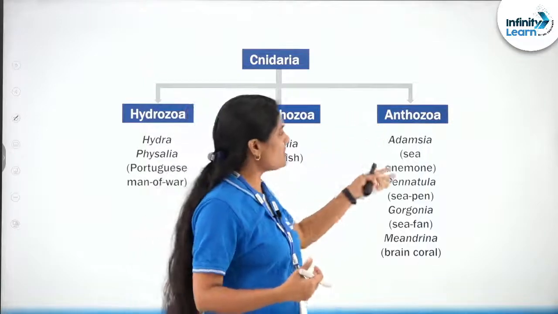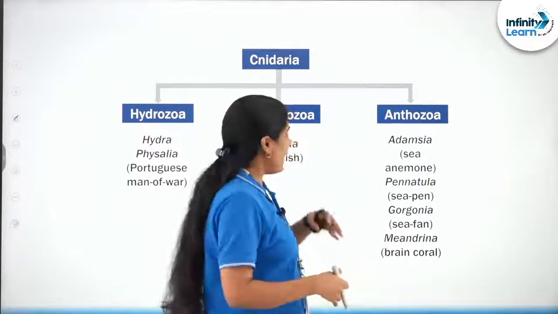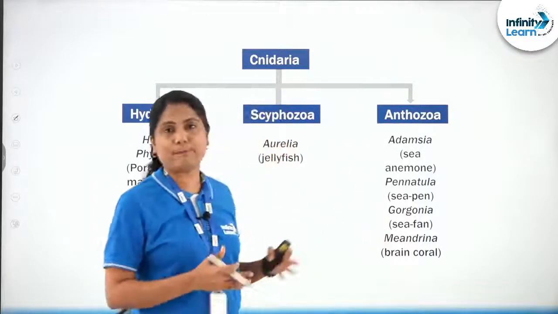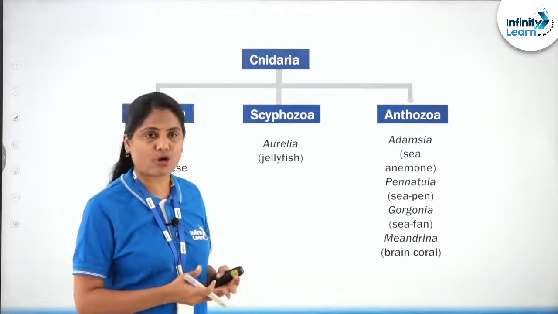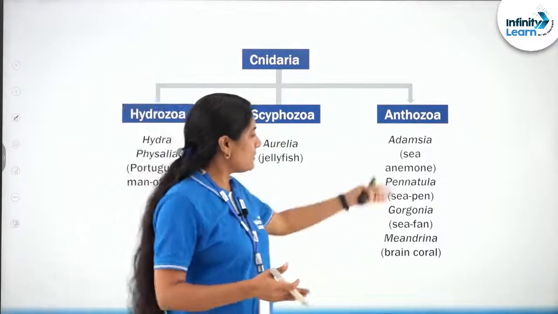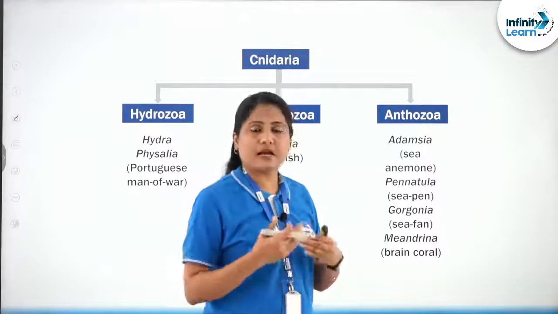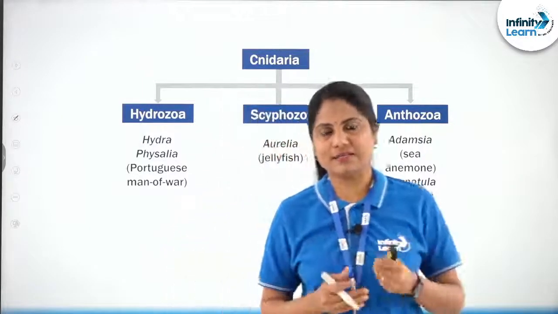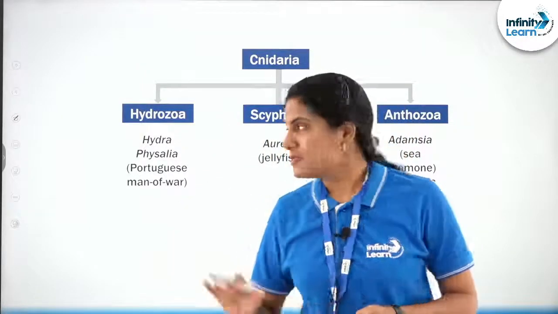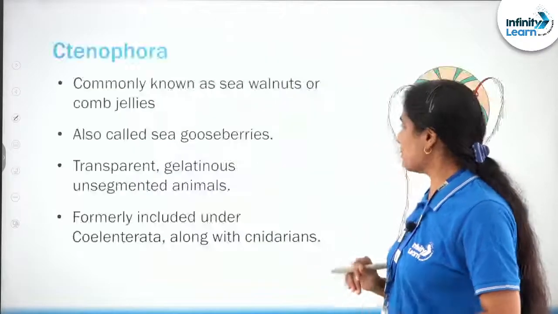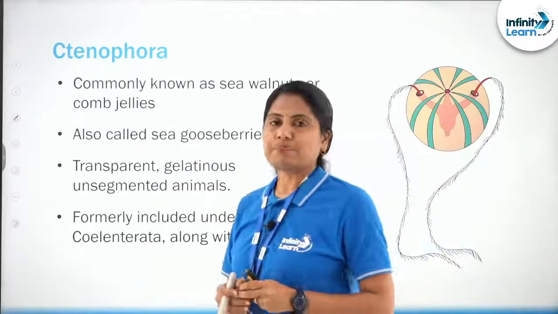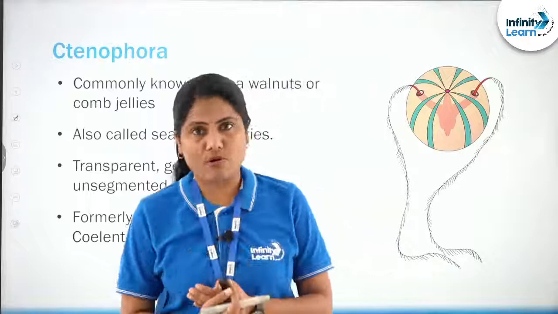Anthozoa, these are usually the polypoid forms. Any number of times you would have seen the sea pen, Pennatula, sea fan, Gorgonia, right? These are some of the examples that are repeatedly given in the NEET test paper. So, those are the examples. Then next we quickly do a perusal of Ctenophora also.